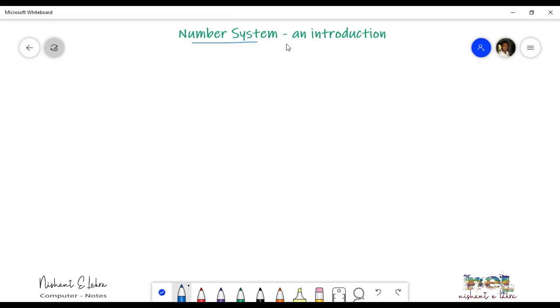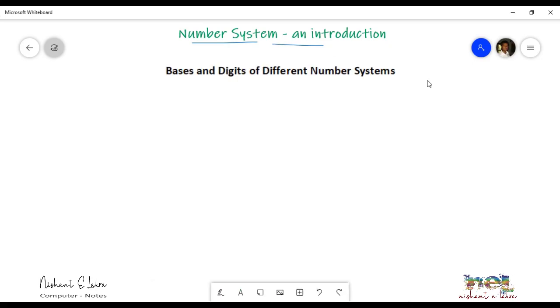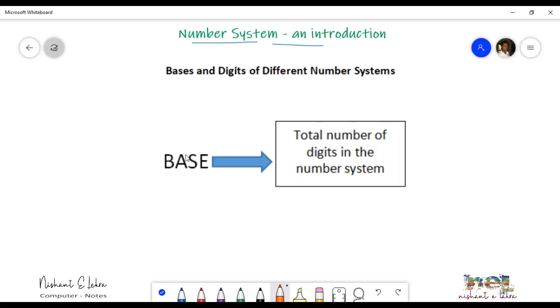We are learning number system in computers, and today let us see the bases and digits of different number systems. Okay, it's very important that we understand this. Base. Now what is the meaning of base? That means the total number of digits in the number system. Okay, total number of digits in number system is termed as base. I hope you understand this.